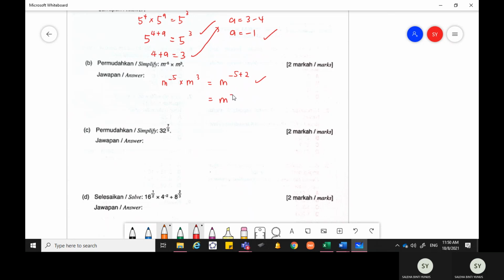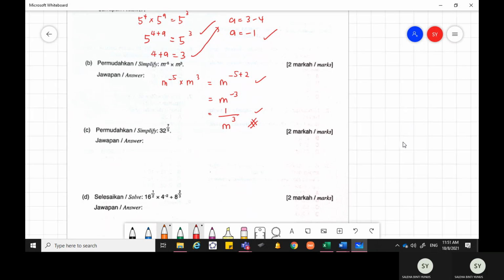Negative 5 plus 2 will be negative 3. Okay, cuba biasakan final answer in terms of positive index. Melainkan kalau question asks you to write in negative index. Okay, so macam mana kita nak positifkan dia? Kita just bawa turun. So akan jadi 1 over m to the power of 3. So final answer. Okay, ni markah satu lagi.